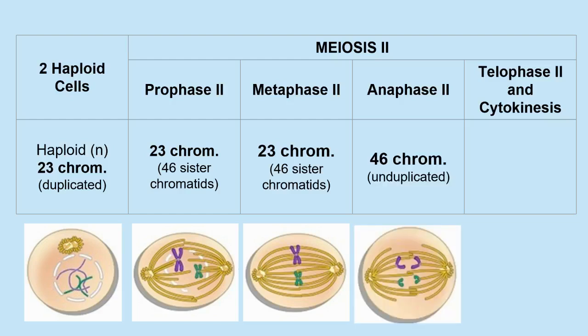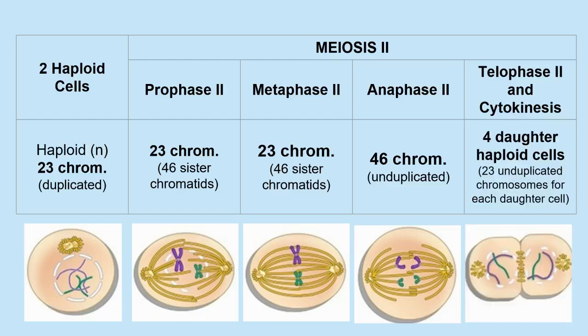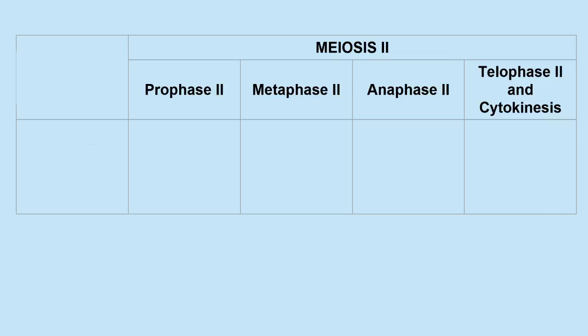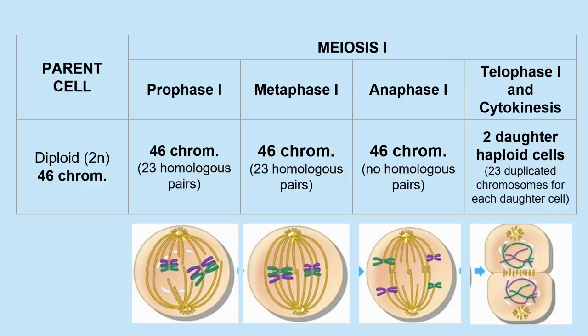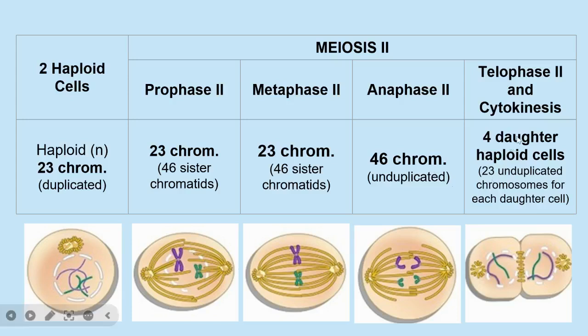In anaphase II naman, 46 chromosomes which is unduplicated na po. Nag-separate na po siya. In telophase II and cytokinesis of meiosis II, 4 daughter haploid cells or 23 unduplicated chromosomes for each daughter cell. So balikan po natin yung product po ni meiosis I in the telophase I and cytokinesis. The chromosomes produced are duplicated, but in meiosis II, it is unduplicated now. 23 unduplicated chromosomes for each daughter cell.